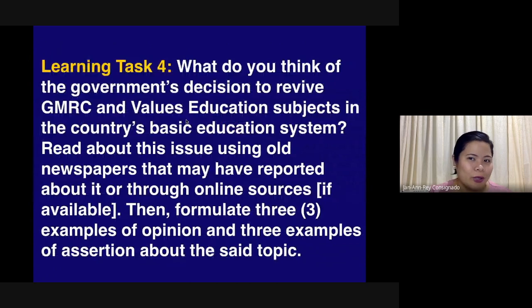Learning task 4. What do you think of the government's decision to revive GMRC and Values Education subjects in the country's basic education system? Read about this issue using old newspapers that may have reported about it or through online sources if available. Then, formulate 3 examples of opinion and 3 examples of assertion about the said topic.